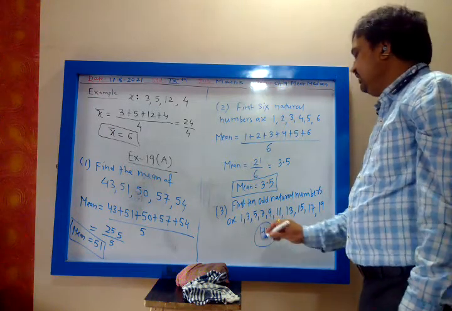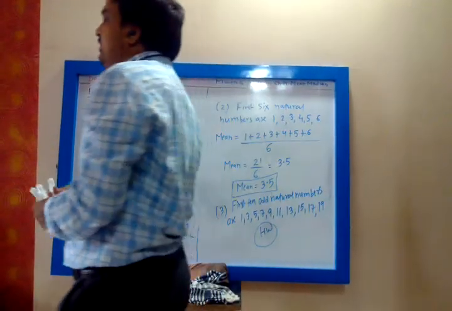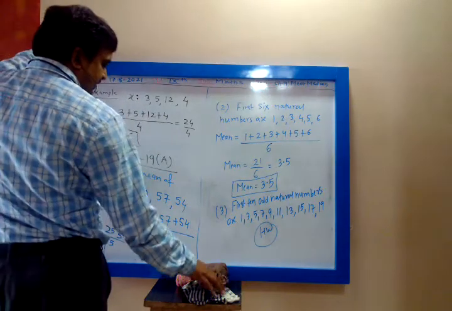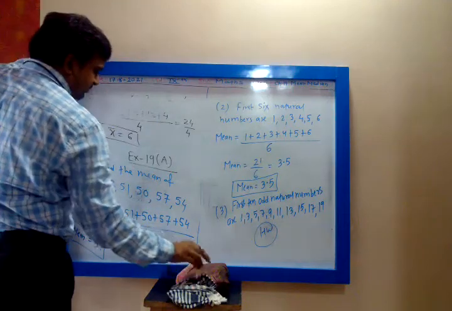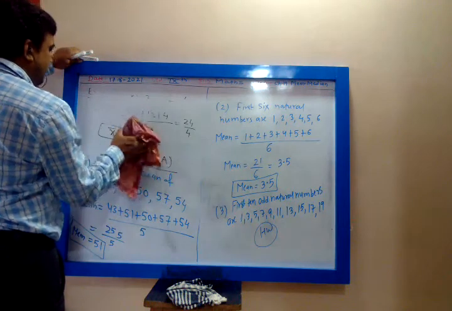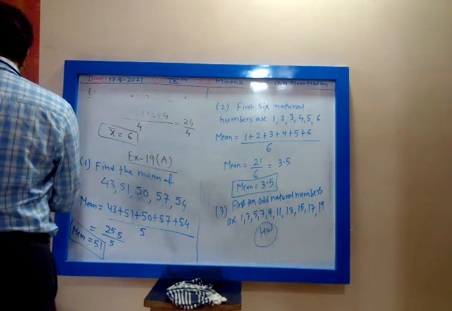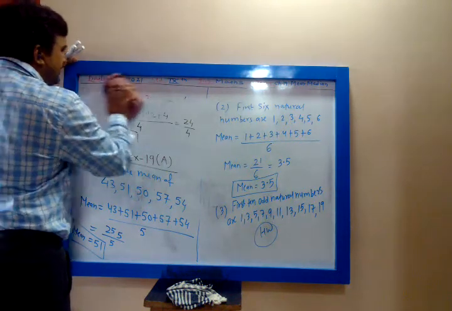Okay. You add all the values and then divide this total by the number of odd natural numbers, that is 10. So you will calculate the total of this, then divide this total by the total number of values given.